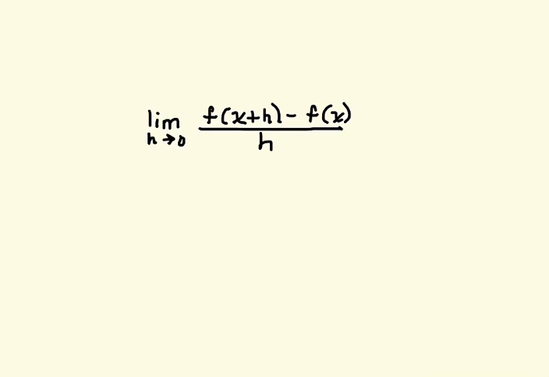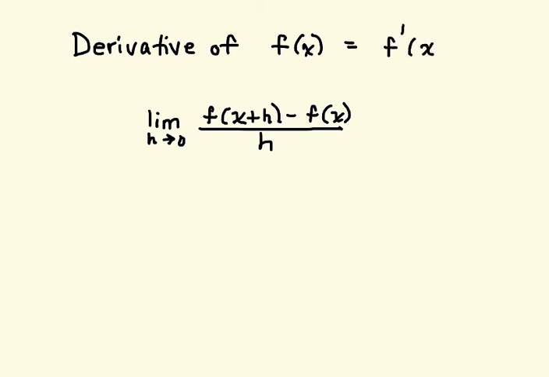Paste this down. And this is what we call the derivative. The derivative of a function is the limit as h goes to 0 of the difference quotient. And the way we write the derivative is we say f prime of x. That's how we write the derivative. And so I can say that f prime of x is equal to the limit as h goes to 0 of the difference quotient.